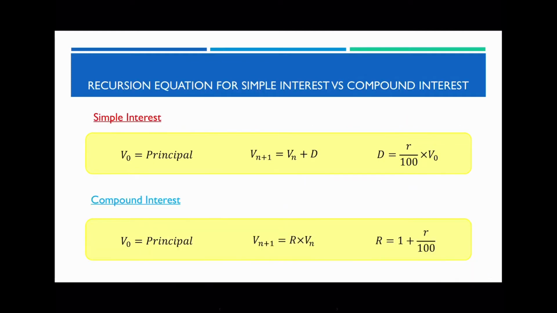Now, I'm going to show you side by side the main differences between the recursive equation for simple interest versus compound interest. As I said earlier on, the main difference is that for simple interest, you're going to be adding the common difference, or D, every single time. Whereas for compound interest, what you're doing instead is multiplying. So this is just the main difference between these two recursive equations over here. Let's look at an example so you have a better understanding.